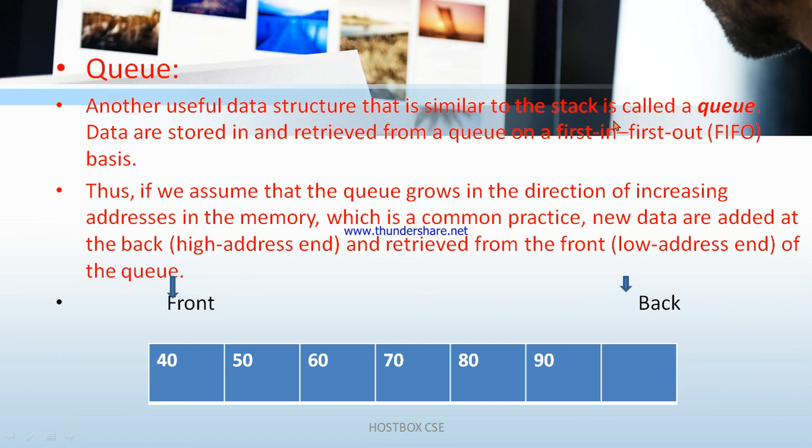Another useful data structure that is similar to the stack is called a queue, where data is stored in and retrieved from a queue on a first in, first out basis. Thus, if you assume that the queue grows in the direction of increasing address in the memory, which is common practice, the newer data are added at the back, that is the high address, and retrieved from the front, the low address, of the queue. So assume that you have a data structure called FIFO, where the queue structure has elements 40, 50 followed by 60 and so on, and this is the front, this is the back. So this is the lowest address and the highest address.